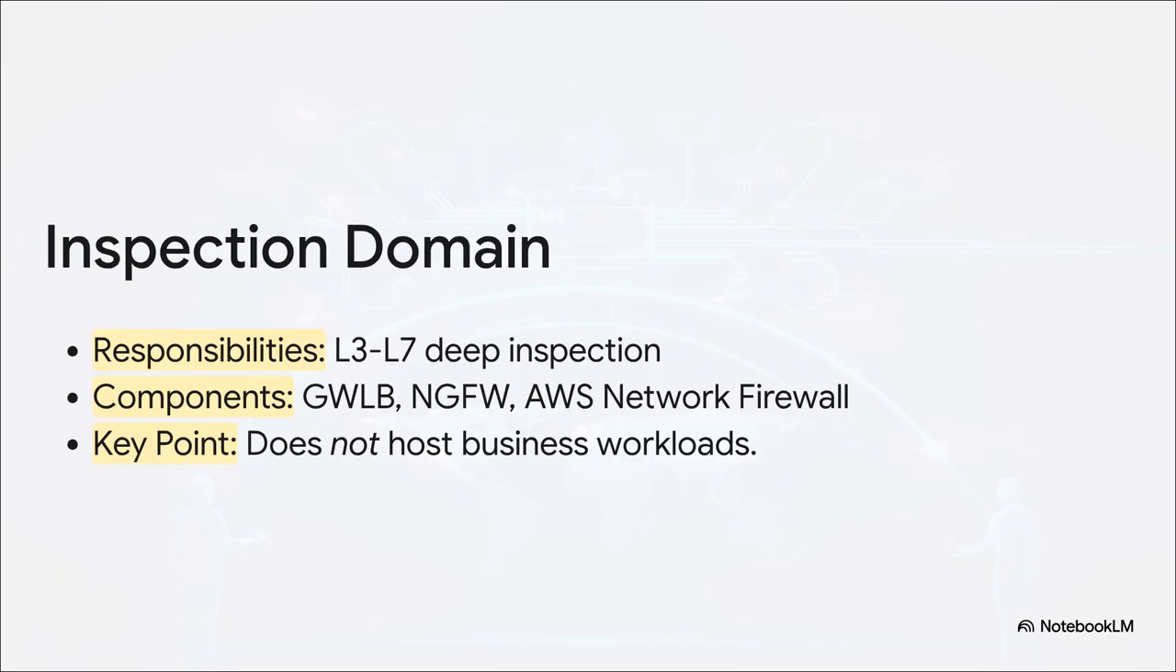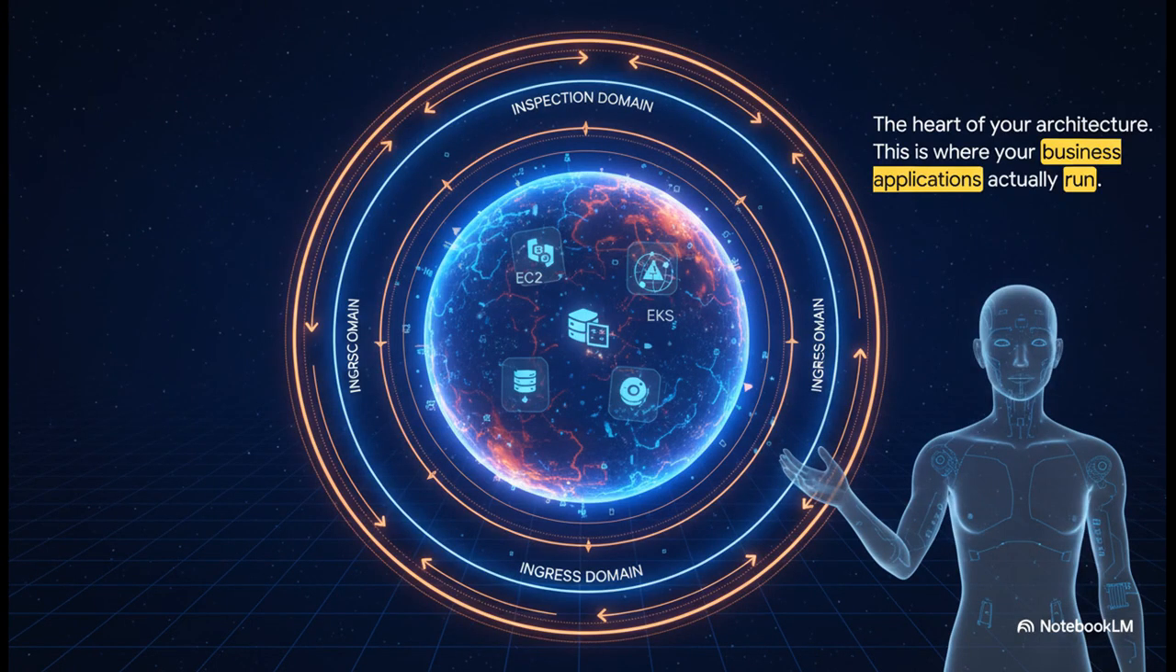Components like the gateway load balancer make it possible to just slide these firewalls transparently right into the traffic path. And here's the crucial point: the inspection domain never, and I mean ever, hosts business workloads. It exists purely for security. All right, now we get to the heart of the architecture, the workload domain.